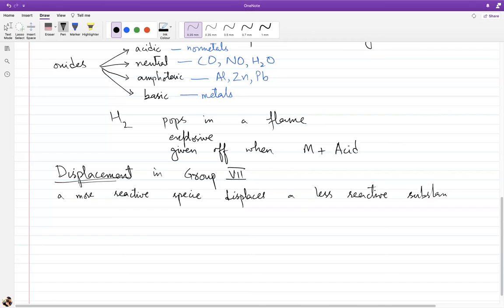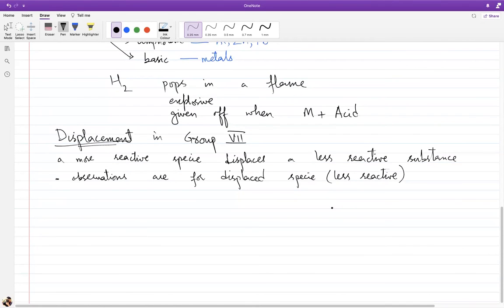और इसमें आपने एक चीज ध्यान में रखनी है कि observations, the new observations are for the displaced species, which means जो less reactive था ना उसकी observation नजर आएगी. जो ज्यादा reactive वो तो कर गया reaction.